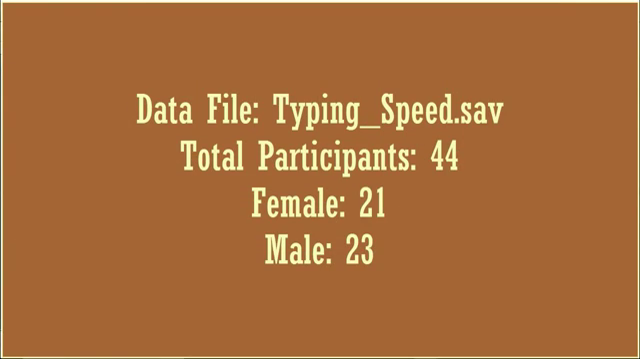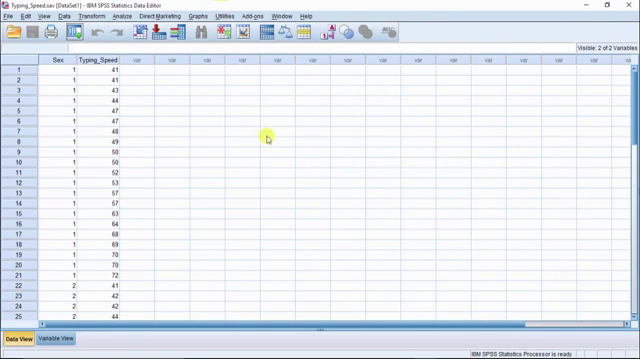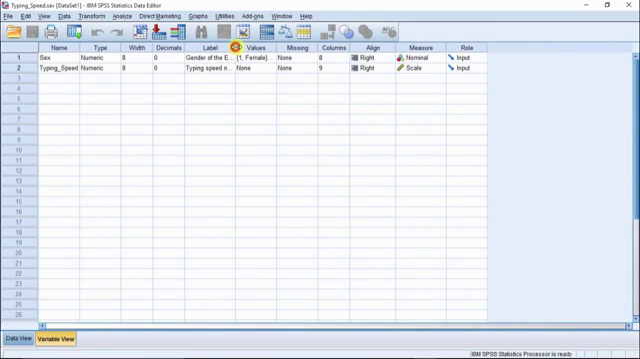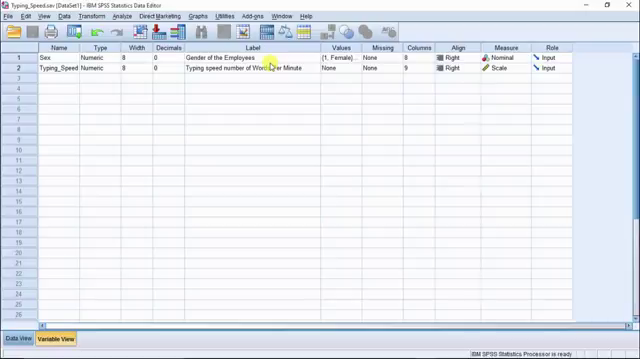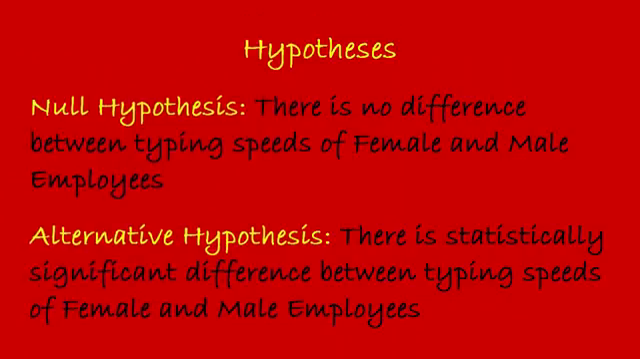The Typing speed.sav file provides randomly selected typing speeds of data processing employees working for a business process outsourcing company. 44 samples are collected, of which 21 are female and 23 are male. You are asked to test whether the typing speeds of female and male data entry operators are similar, or is there any difference. Before running the appropriate hypothesis test, you need to frame the null and alternative hypotheses. Here, the null hypothesis is that the typing speeds of female and male operators are the same, and the alternative hypothesis is that the typing speeds of female and male employees differ.